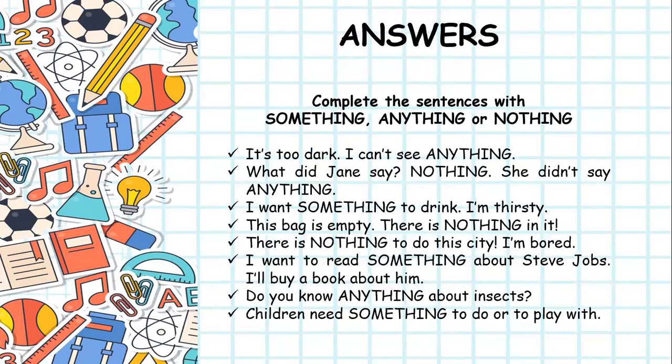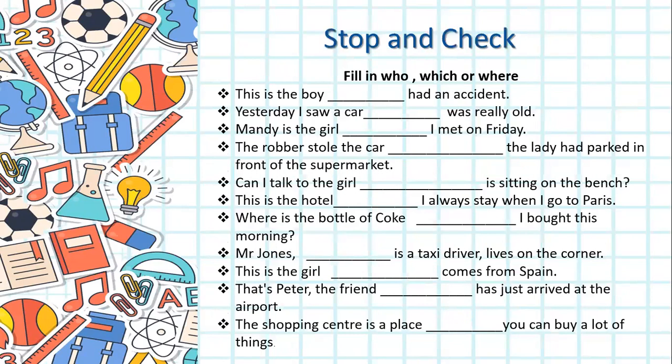So, next one. This is to fill in the gaps with who, which, and where. Let's do that one by one, okay? This is the boy who had an accident. Who, of course, because this is about a boy. Yesterday I saw a car which was really old. Of course. Next one.